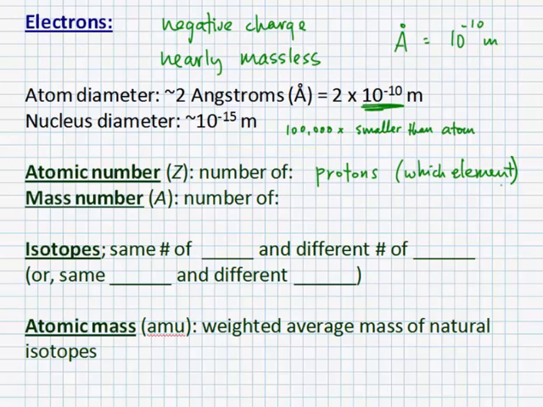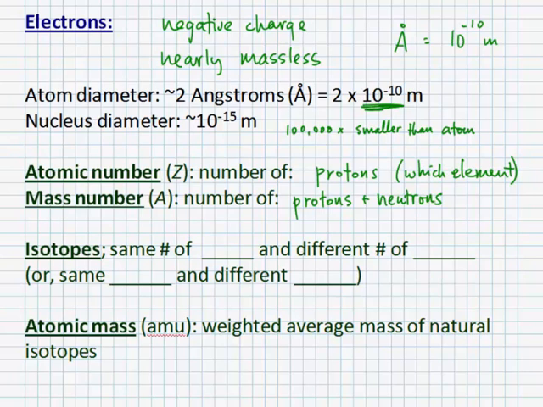So mass number has sort of weird abbreviations. Mass number is A, but mass number is the number of protons plus neutrons. So it's the number of massive particles in the atom. Remember, protons and neutrons have about the same mass. No other subatomic particle comes even close. Electrons are essentially massless compared to those. So if we count up how many protons and neutrons there are in an atom, that's its mass number.